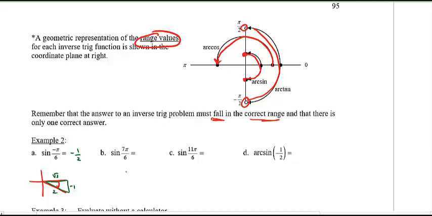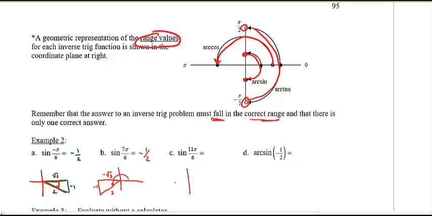Sine of 7 pi over 6. Well, where's that once again? 7 pi over 6 would be in quadrant 3. Notice the triangle you're creating is this: negative root 3, negative 1, and also 2. So the sine value, once again, is y over r, also negative 1/2.